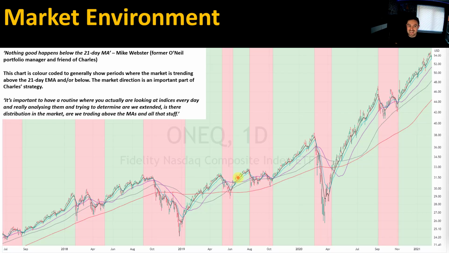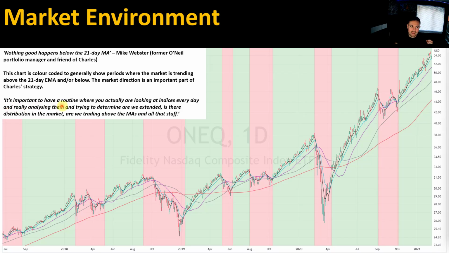So the red and green areas generally give you a guideline of when the market is either trending up above its 21-day, which is going to be the electric blue line that you see, or trending down below it. So Charles is trying to implement this strategy in the correct market environment for his style. And there's a good quote here by Charles.